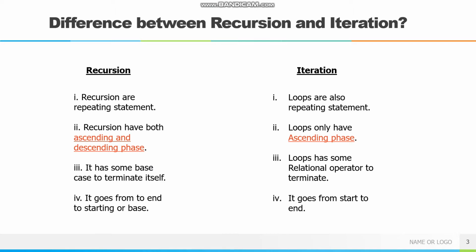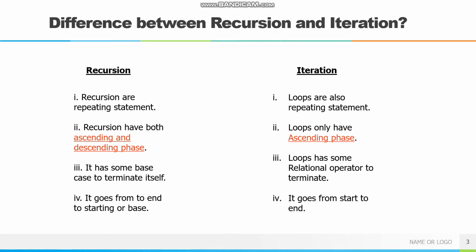Anyone can ask that recursion is also repeating, iteration or loops are also repeating. So what is the difference between them? The main difference between them is recursion has both an ascending as well as a descending phase, while loops only have an ascending phase.